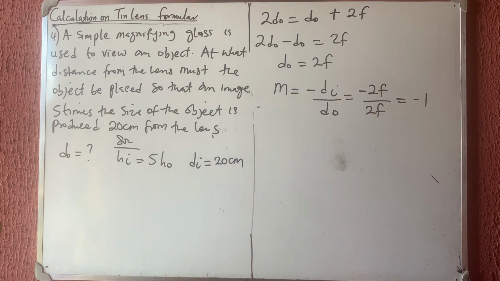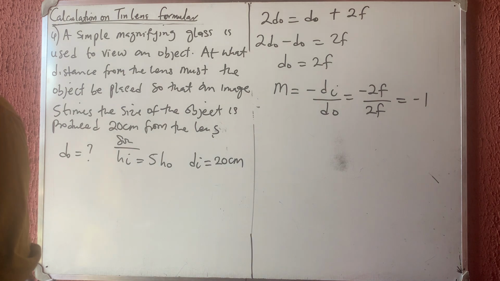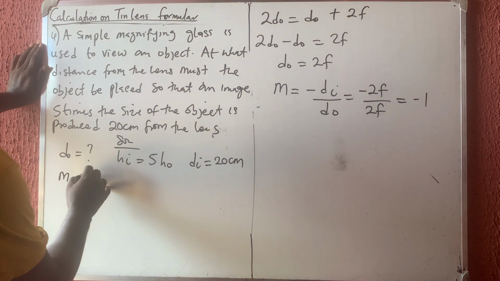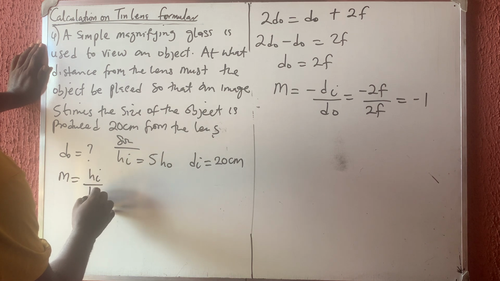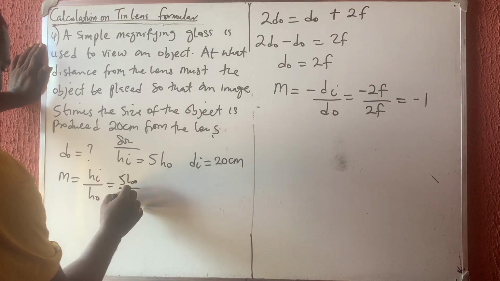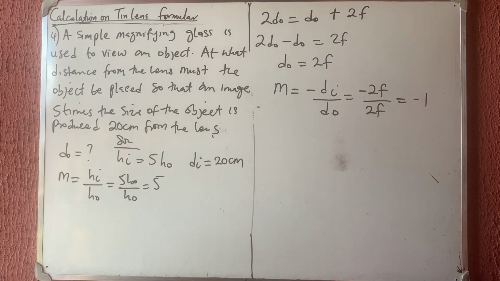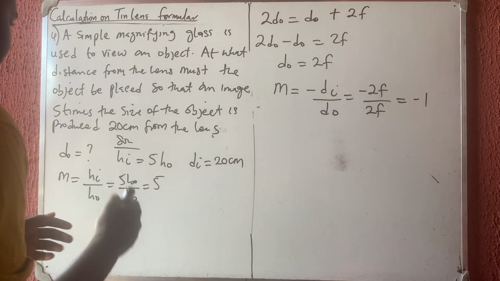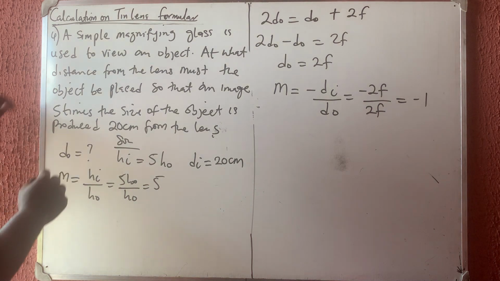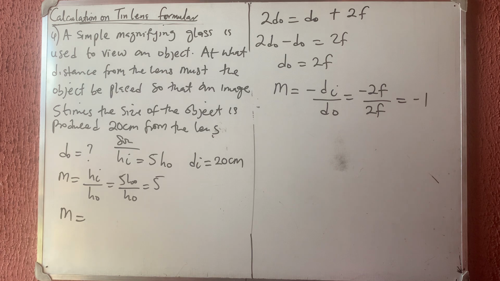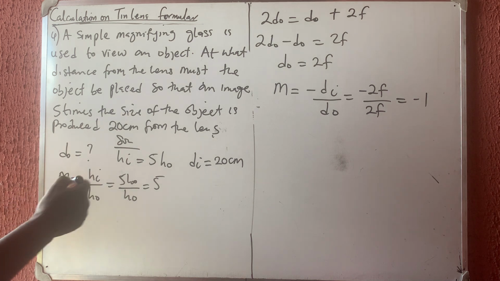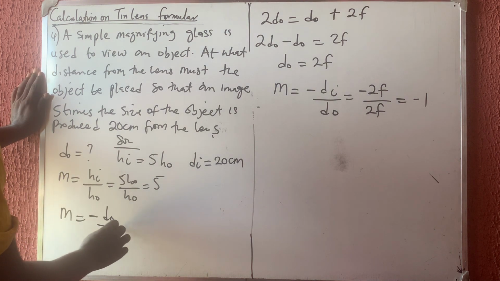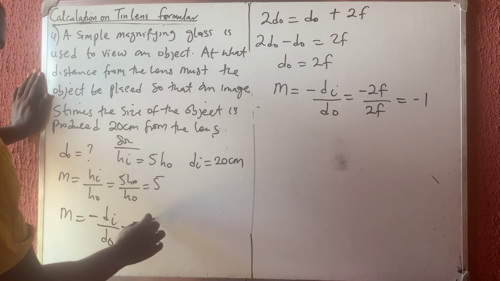So what do we do? From here, we know that our magnification, don't forget that magnification is equal to the height of the image over the height of the object. So which is 5HO over HO, which is 5. The magnification is 5. So if the magnification is 5, then we need to get the distance. We know that magnification is negative the distance of the image over the distance of the object, which is minus 20 over what?